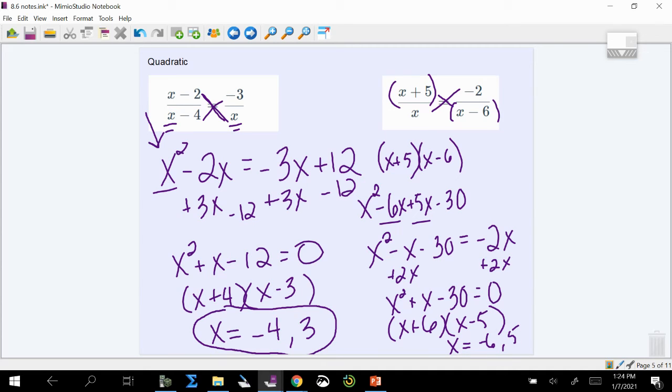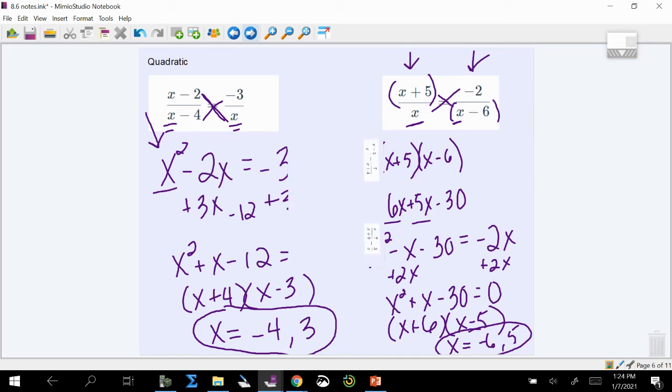And again, just check to make sure that if you put either of those values here, you don't get 0 in the denominator. The other thing you can do to check is you can actually put the entire negative 6 in this side and the entire negative 6 in this side and make sure the two sides are the same. That's another way to check the validity of your answer, not that it's extraneous, but just that you did the work right. So again, two solutions are commonplace with quadratics.